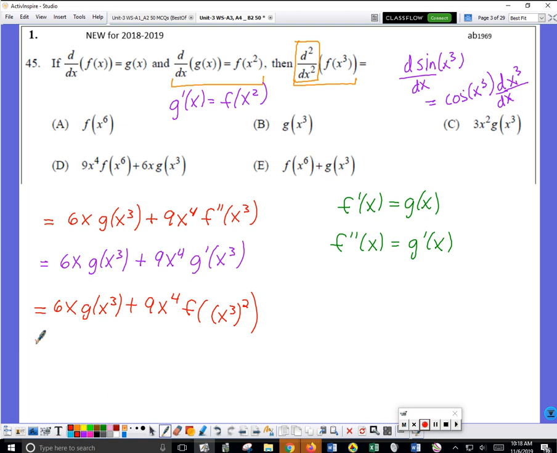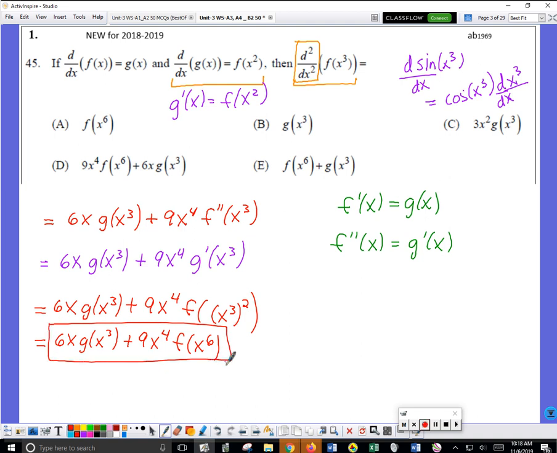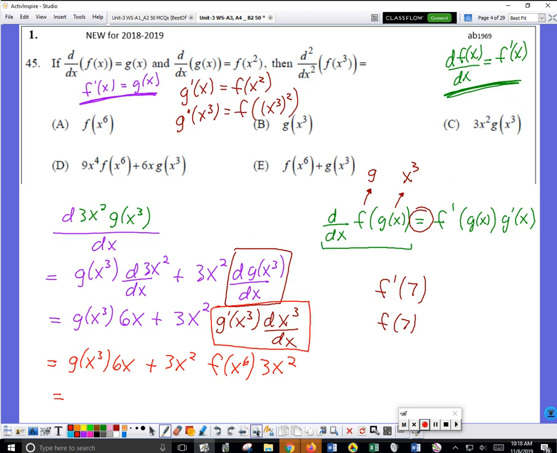So then this becomes 6x g of x cubed plus 9x to the fourth f of x to the sixth. Question? Cool. Okay, go to problem number 13.